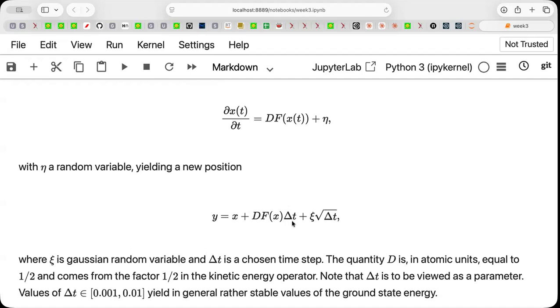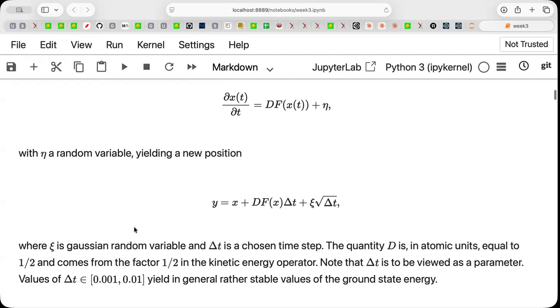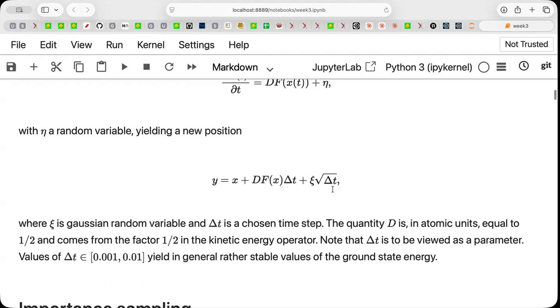So we get a delta t, and then we have some random fluctuations here, where epsilon is typically a Gaussian random variable, and delta t is a chosen step. We are going to discuss the derivations of these equations in more detail next week. But now I'm just going to take this top-down approach, and we are simply going to look at the equations which we will need to program.